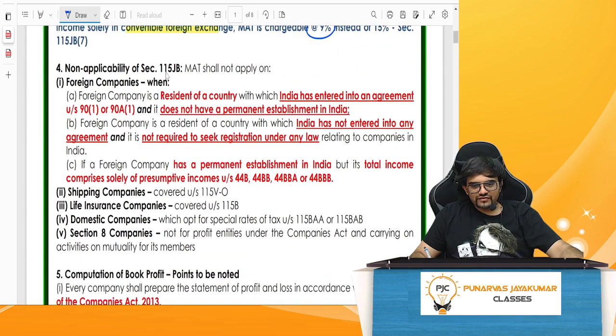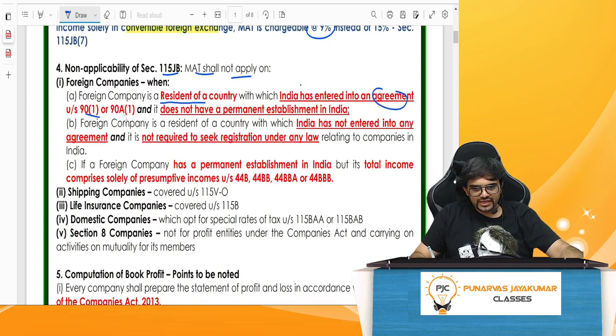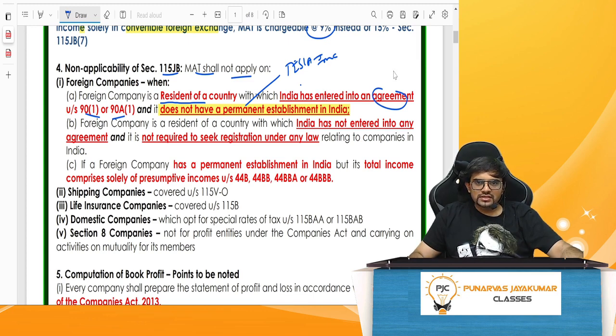Section 115JB MAT shall not apply to a foreign company when the foreign company is a resident of a country with which India has entered into an agreement under 90 or 90A and which does not have a permanent establishment in India. So my Tesla example was 100% wrong. Why? Tesla Incorporated has a permanent establishment in India. Alibaba does not have a permanent establishment in India. So if Alibaba, a foreign company resident of China, with which India has a DTA, then the provisions of MAT will not apply to it because it does not have a permanent establishment, whereas Tesla has a PE in India through a subsidiary company.